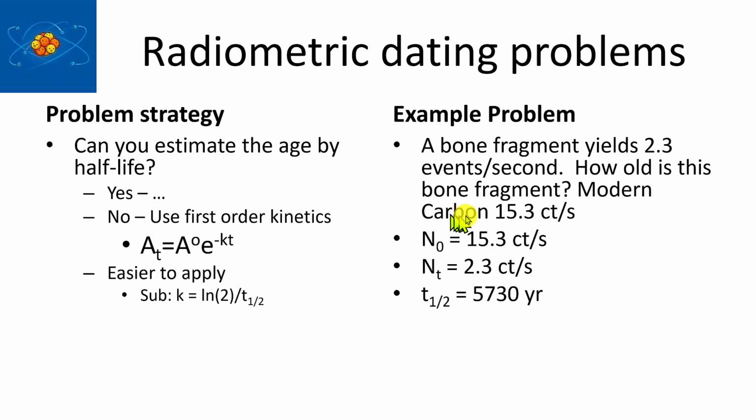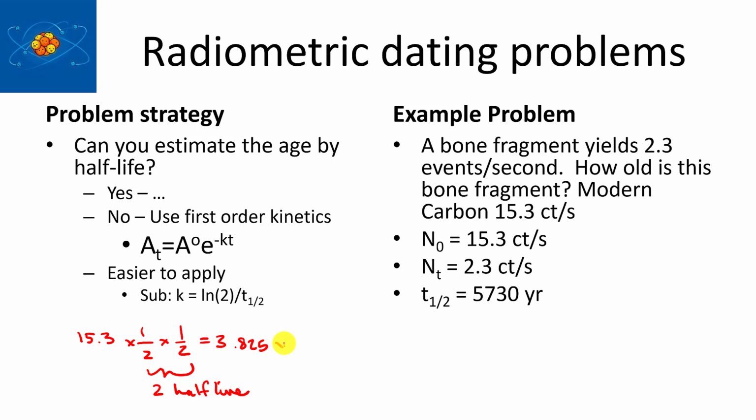Modern carbon yields 15.3 counts per second. So the way we're going to estimate it is this. All you have to do is say, well, 15.3, if I multiply that by a half, and by a half again, so 1/4 of that, right? So 15.3 divided by 2 divided by 2 gives me 3.825. This is how many counts per second you would expect if it was 2 half-lives. This would be 2 half-lives.